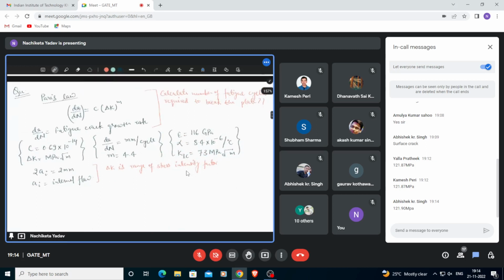This is the Paris law equation, and here we have to calculate the number of fatigue cycles required to break the plate. This equation is given, Paris law, where da/dN is the fatigue crack growth rate, and the values C, delta K, and m are given. So can you try to calculate the number of fatigue cycles required to break the plate? What will be the total number of fatigue cycles? I think it was asked in GATE between 2018 and 2020.